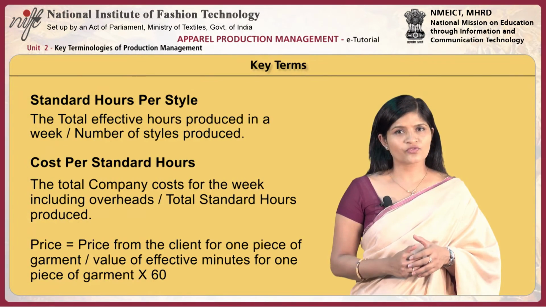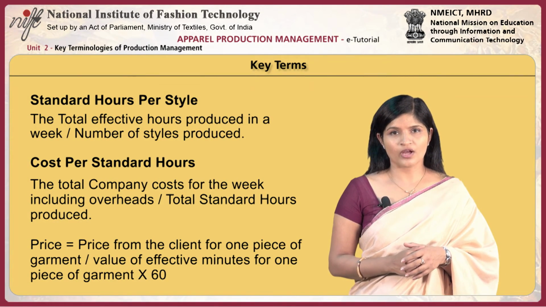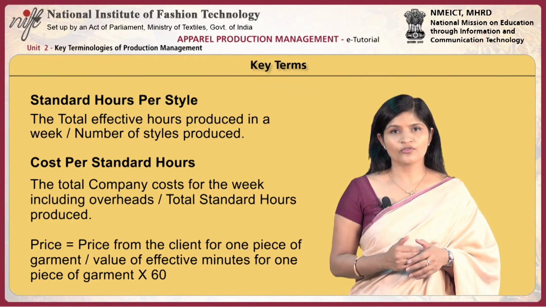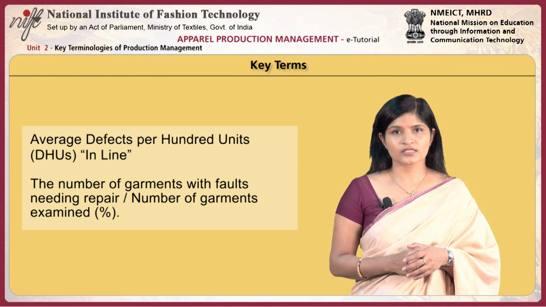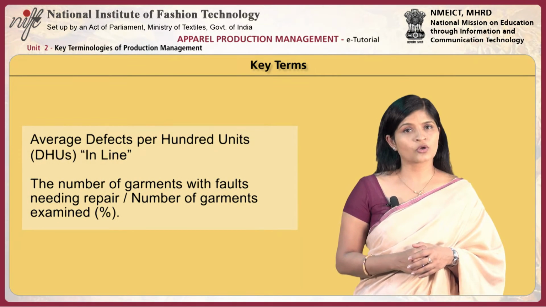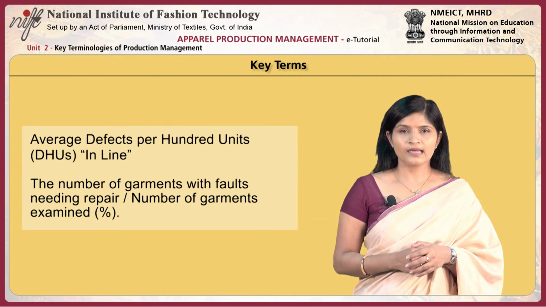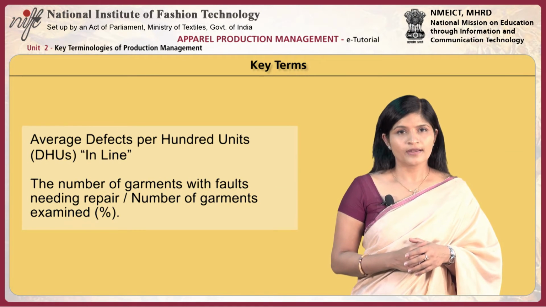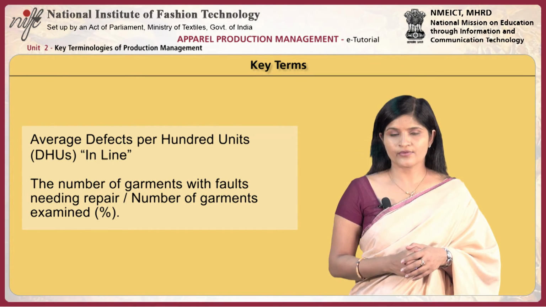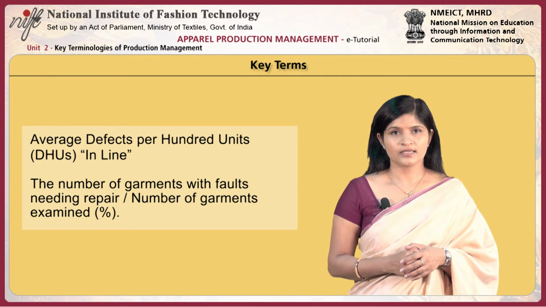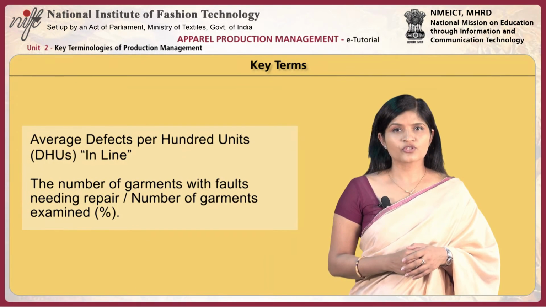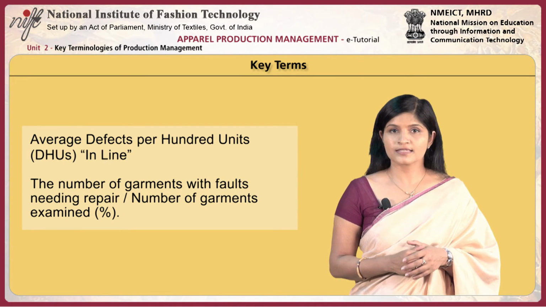Price: price from a client for one piece of garment divided by value of effective minutes for one piece of garment into 60. Average defects per 100 units, also called DHUs, in line is equal to number of garments with faults needing repair divided by number of garments examined. In line refers to the control point that is set to monitor the quality of the product at the stage during the production.